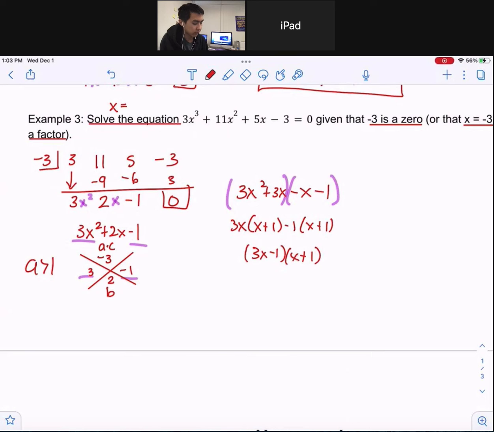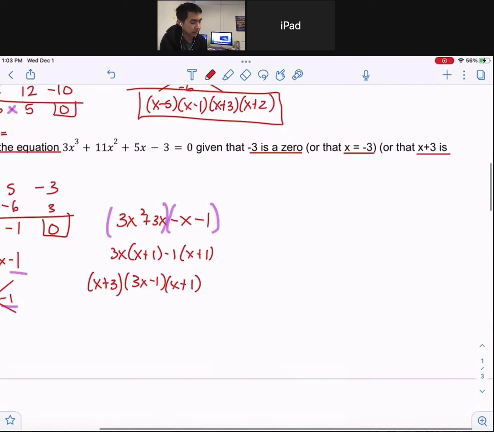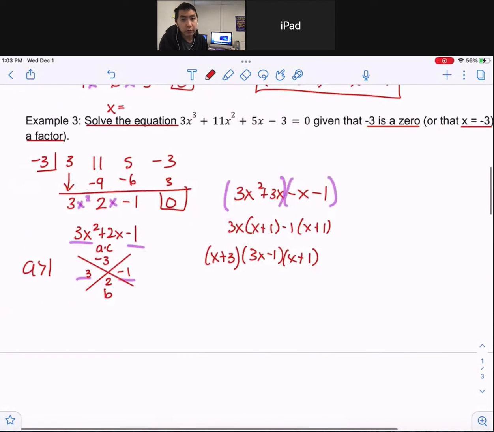And don't forget the factor we had originally, which was x plus 3, because that's a 0 of negative 3, so we got a factor of x plus 3. Now, we're not done, because we've got to solve for this. And notice this whole equation should be equal to 0. So x equals negative 3 here, because when you plug in negative 3, negative 3 plus 3 is 0. For this one, x has to equal negative 1, because negative 1 plus 1 would give you 0.